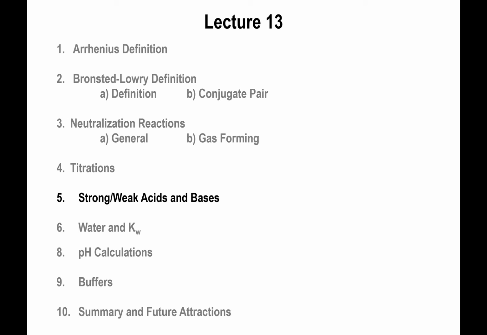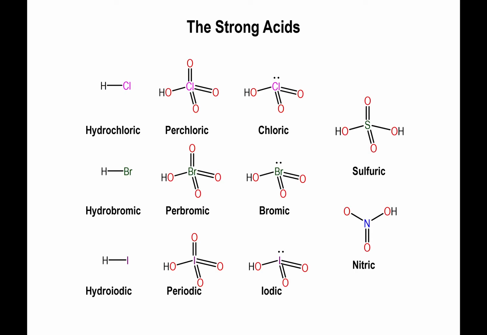All right, let's talk about the strong and weak acids and bases. So I already told you about the list of strong acids that I want you to memorize. HCl, HBr, HI, and then same thing but with 4 oxygens, and the same thing but with 3 oxygens, right? So that's the list of the 9 strong acids that derive from chloride, bromide, and iodide.